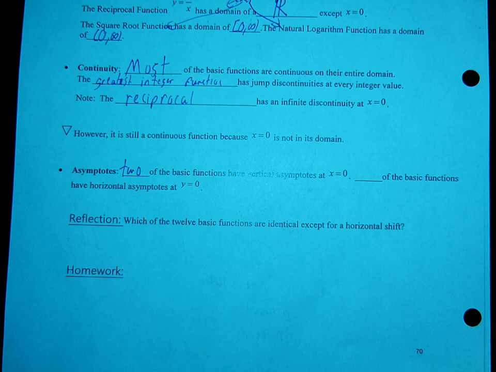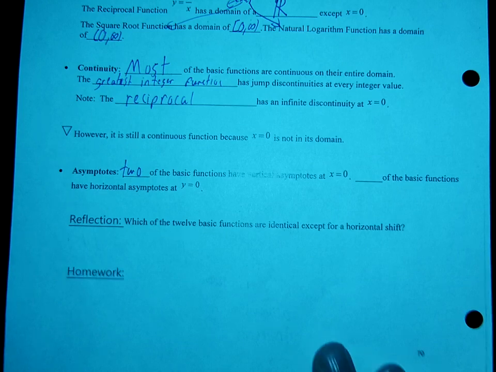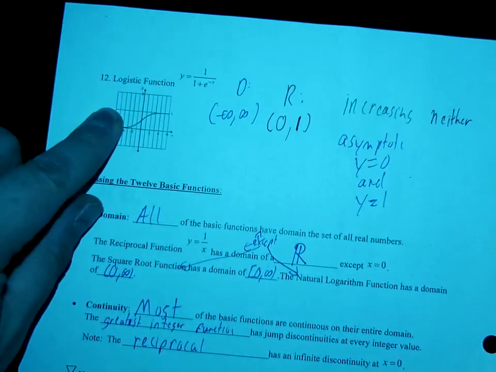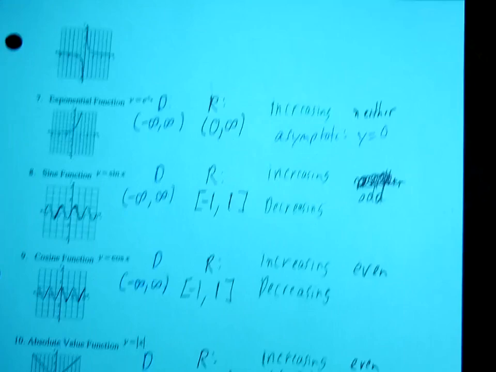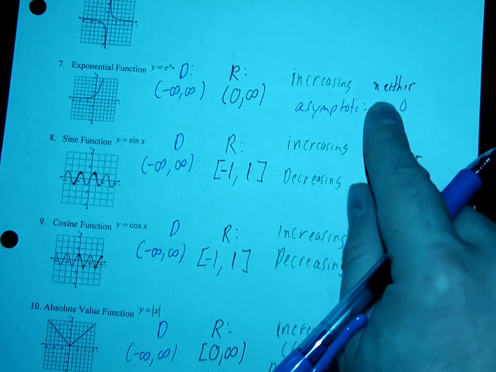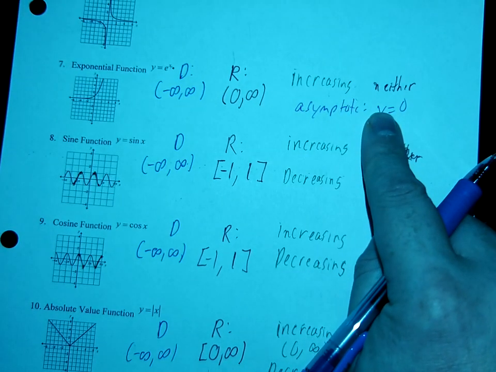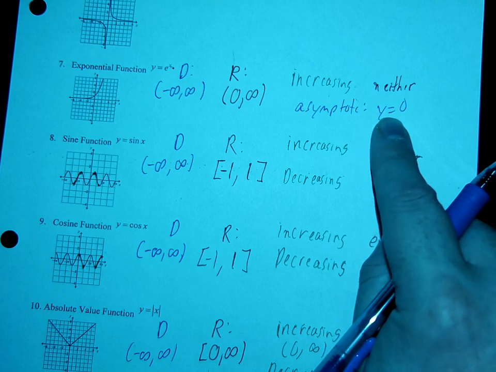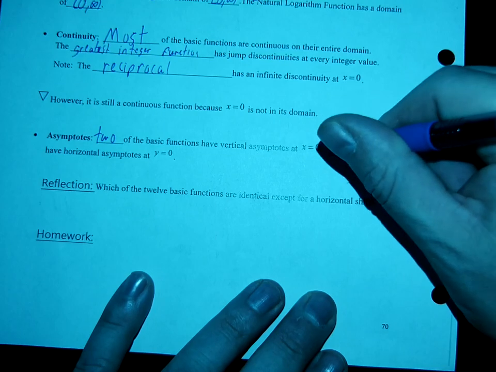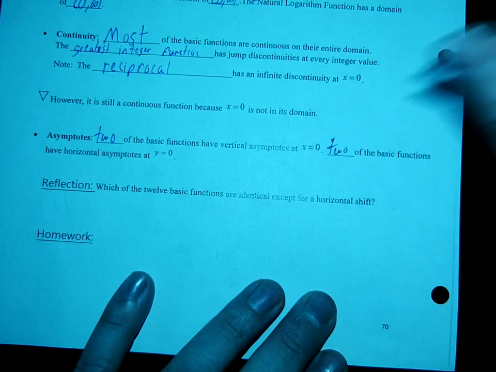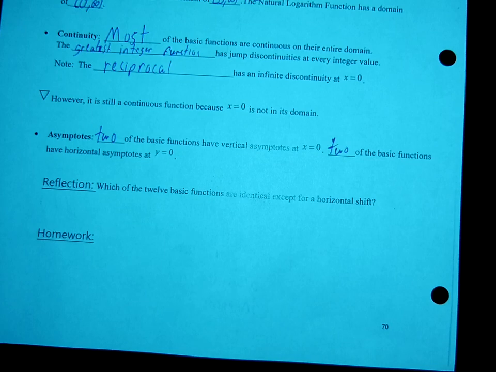Alright, and the ones that have an asymptote at y equals 0, let's see here, we've got this one, the logistic function. So that's y equals 0. This one, the exponential function. So two of them also have asymptotes at y equals 0.